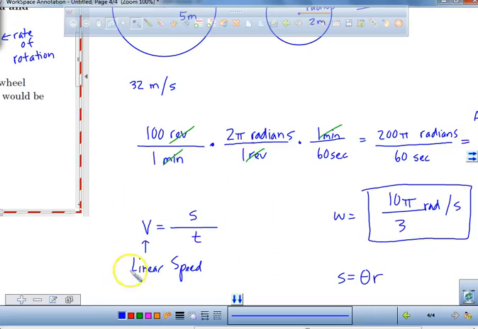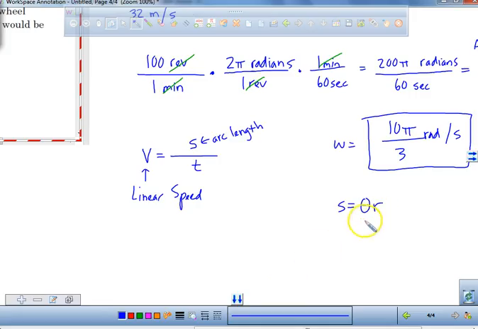The formula for linear speed is S over time. What does S stand for? S stands for arc length. Over time, like how much of an arc is traveling over time. What is S equal to? The arc length is equal to theta times the radius. So this is what I want you guys to do. I want you to say V equals theta times the radius per unit of time.